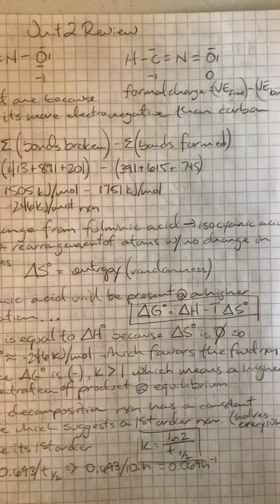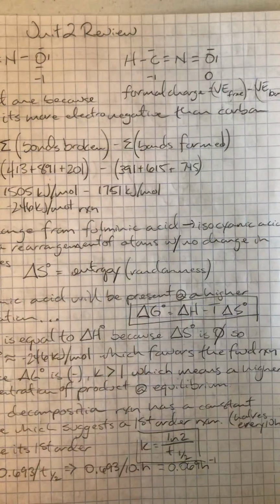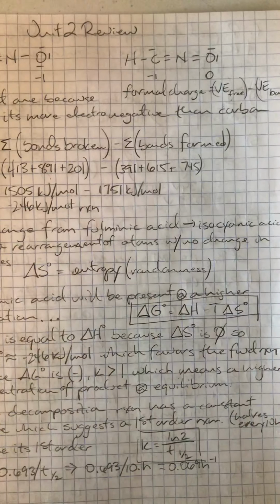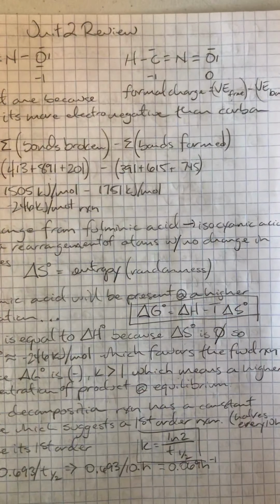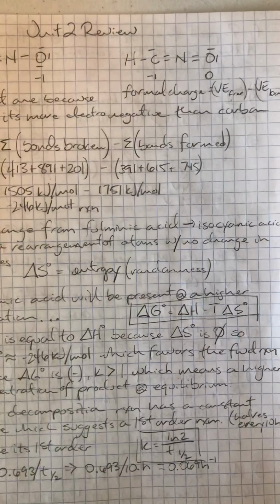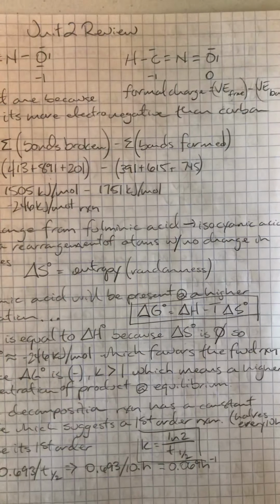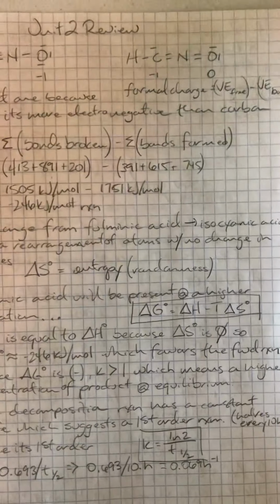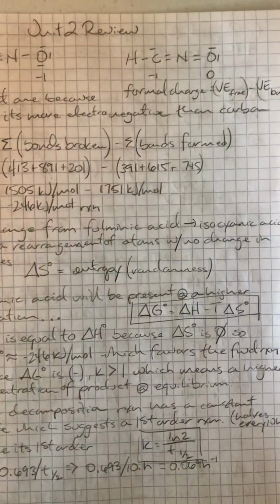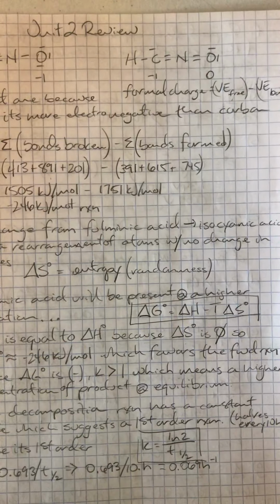Then the next part of it talks about delta S, which is entropy, randomness. It says that the student claims that delta S for the reaction is close to 0. And it is accurate because the change from fulminic acid to isocyanic acid is just a rearrangement of the atoms with no change in the number of molecules, so the entropy would basically be 0. There is very little change.